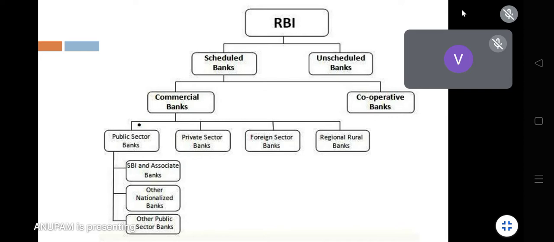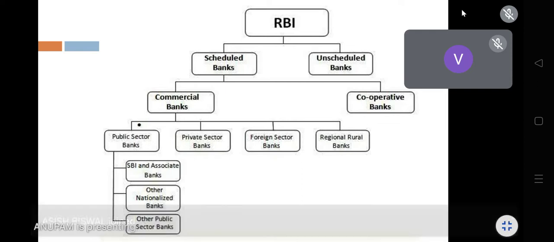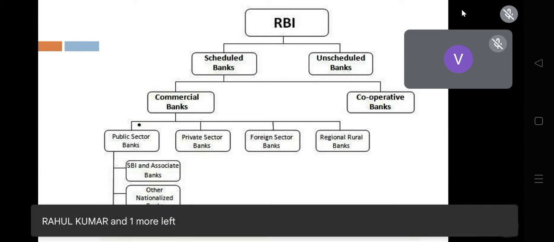So here public means what? Either they are getting some help from the government or they are totally run with the help of the government. Okay. So the biggest example of public sector bank is the State Bank of India. All of you know it. That whatever government programs, plans, everything is implemented mostly through State Bank. So mostly public sector banks are those banks which are heavily running with government funding.